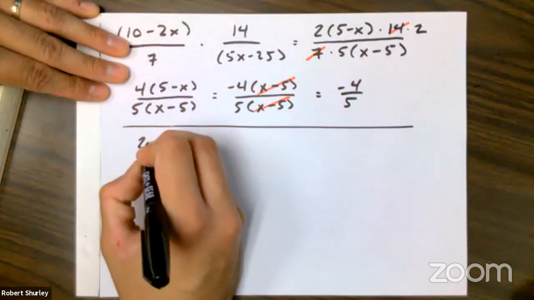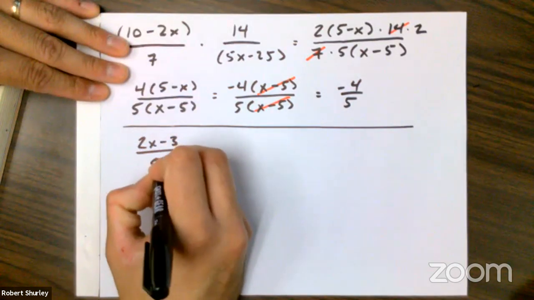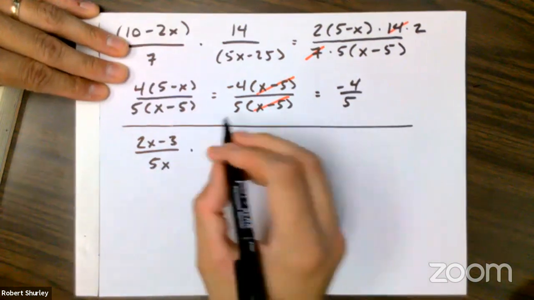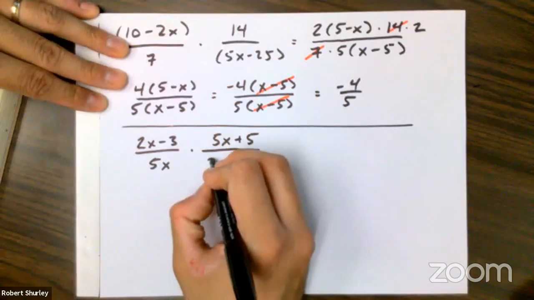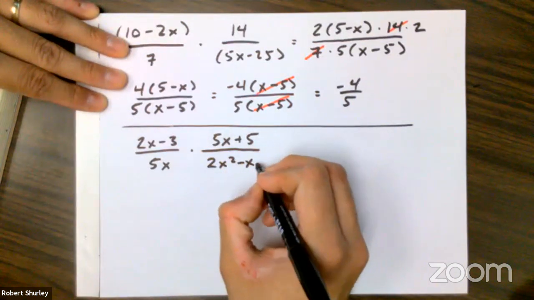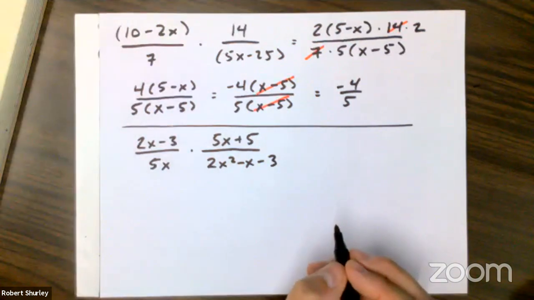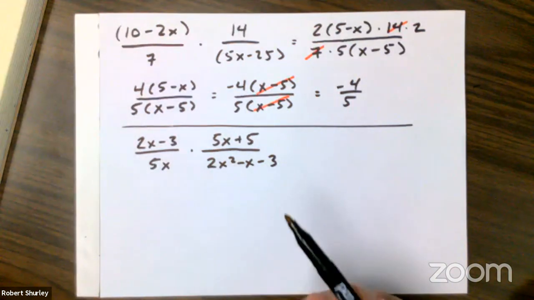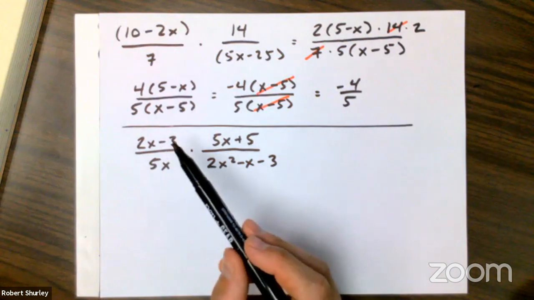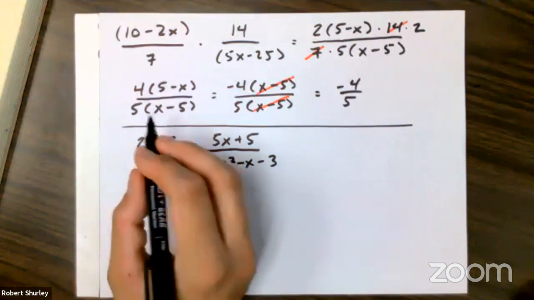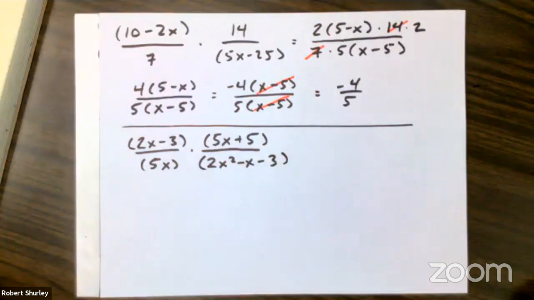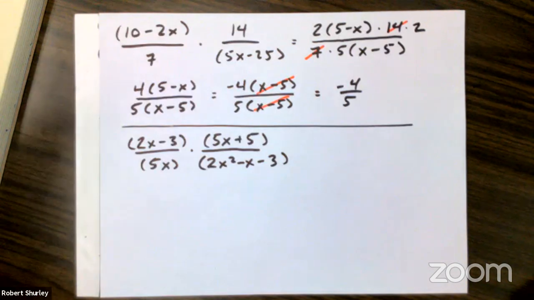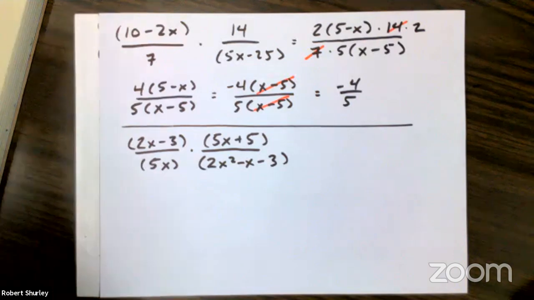We've got 2x minus 3 over 5x times 5x plus 5 over 2x squared minus x minus 3. Okay? So try this one. It's just a practice problem in the book. Now I'm going to tell you right off the bat, make parentheses around all of this. I'll give you a few minutes. Just keep rocking and rolling. See if we can get to this.